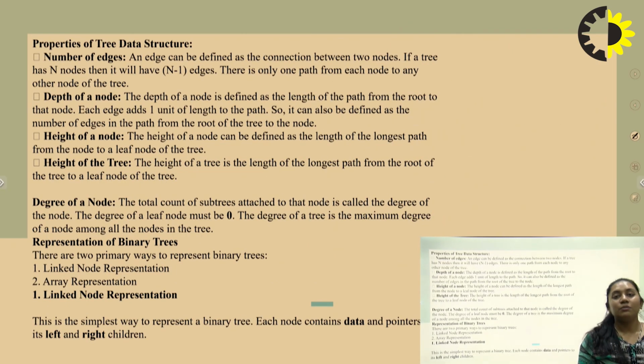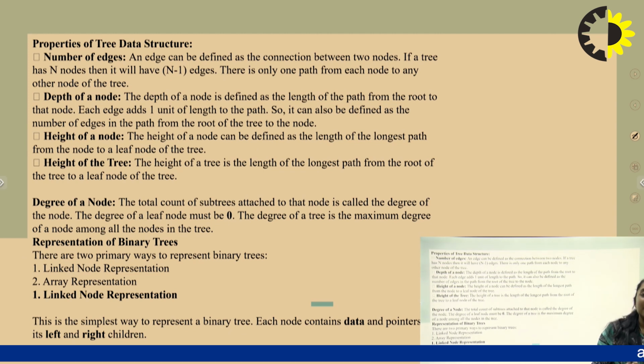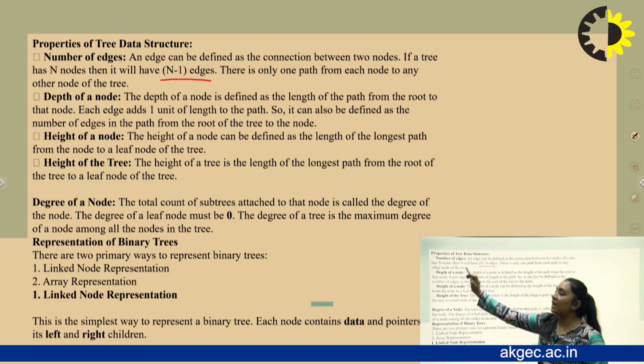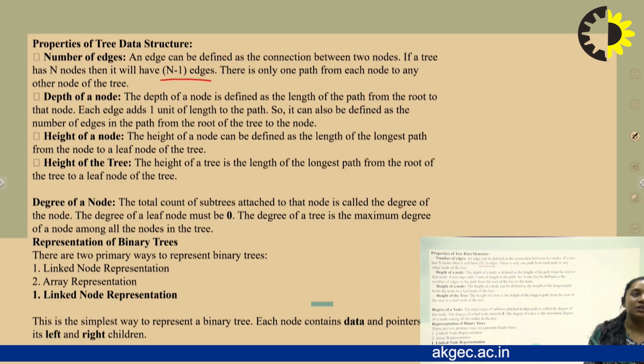Next we talk about the properties of the tree data structure. The properties of the tree data structure are the number of edges, the depth of the nodes, the height of the nodes, and the height of the tree. The number of edges can be calculated as n-1, right? The number of edges can be calculated by n-1. So there is only one path from each node to any other node.